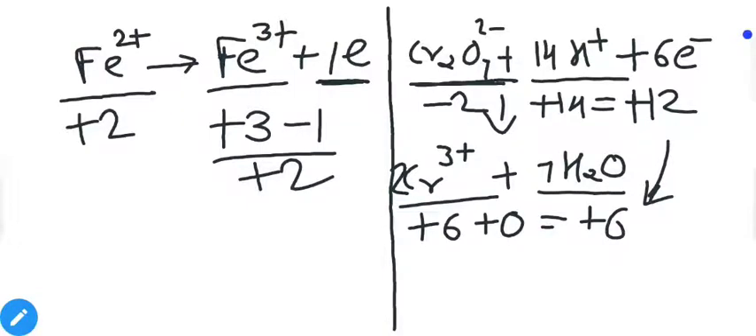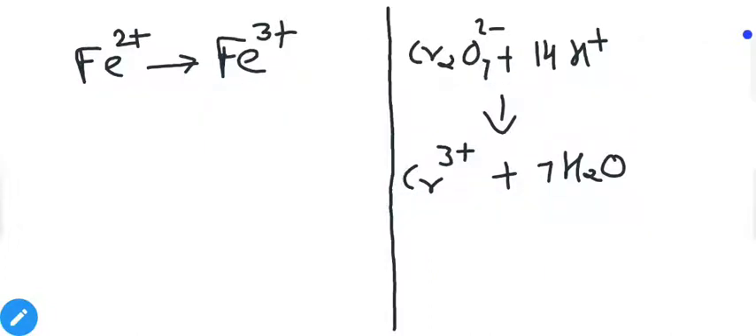And the second technique for doing the same thing is that you can check the change in oxidation state. Let's talk about Fe. So Fe changes its oxidation state from +2 to +3. That means loss of one electron. So one electron is being released, so we can place one electron on the product side.